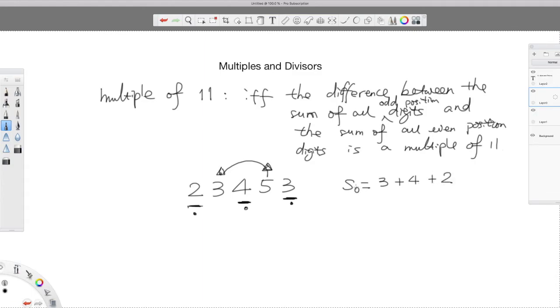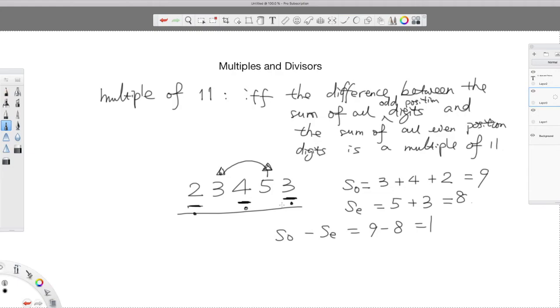Let's call it the sum odd, and the sum even is 5 plus 3. So the sum odd equals 9, and the sum even equals 8. The property asks you to take that difference. So SO minus SE equals 9 minus 8 equals 1. And if this is not a multiple of 11, then the original number is not a multiple of 11.